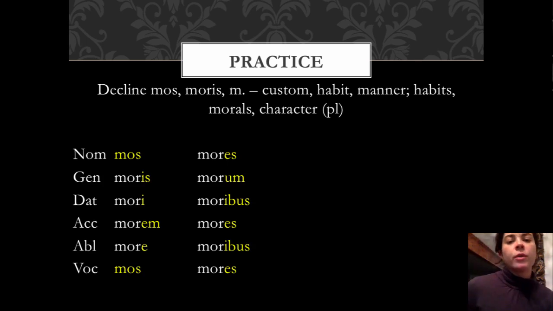So here's what mos, moris looks like when you have it fully declined. Mos, moris, mori, morem, more, mos, mores, morum, moribus, mores, moribus, mores. Again, remember we have to use the genitive to find the stem always with third declension because that nominative form is irregular. So once we look at the genitive ending, moris, take off the is and you're left with mor, and that becomes what I repeat for all the other cases except for vocative, which just repeats the nominative.